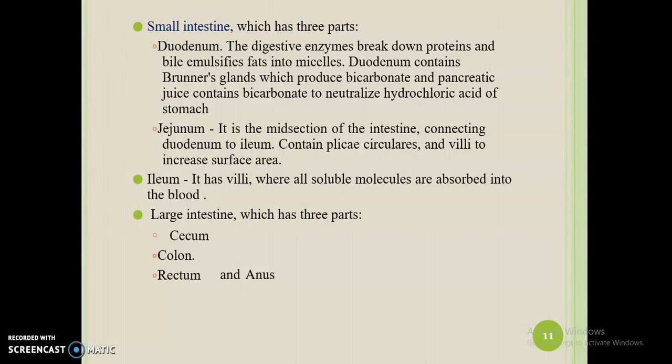The ileum has villi where soluble molecules are absorbed into the blood. The large intestine also has three parts, as the small intestine has three parts: cecum, colon, rectum, and anus.